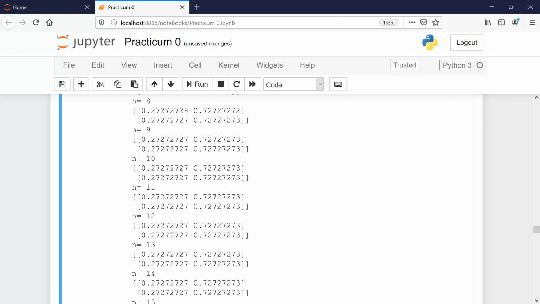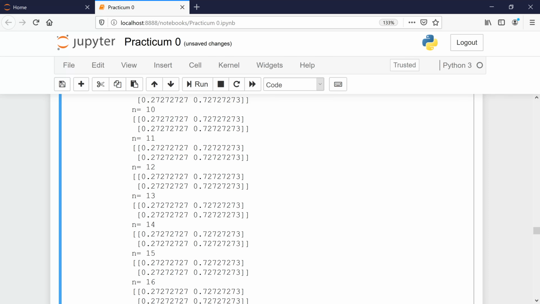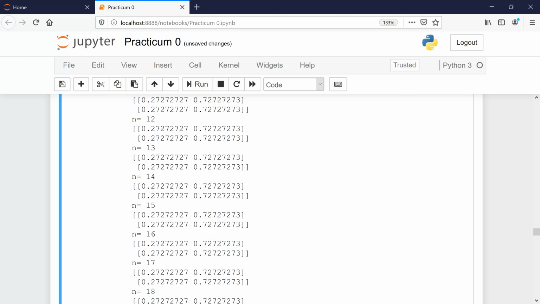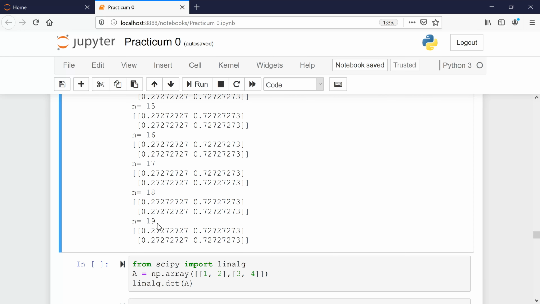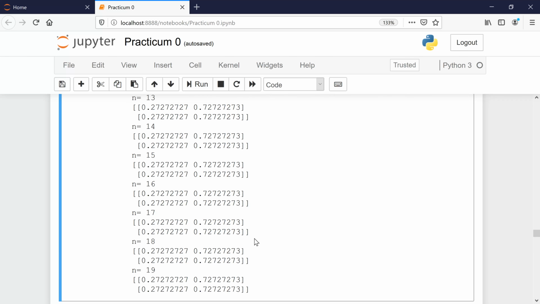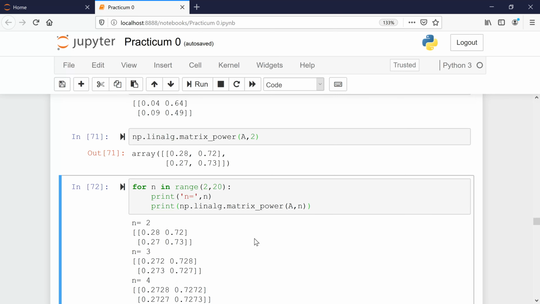What's happening ultimately? Already we are seeing a convergence here: 0.27, 0.72, 0.27, 0.72. So it seems that A^n converges to some matrix with identical rows. We can prove that mathematically, but this is a test of the theory that A^n, as n tends to infinity, converges to a stochastic matrix with identical rows. It's a very particular case of the ergodic theorem that we shall encounter later.